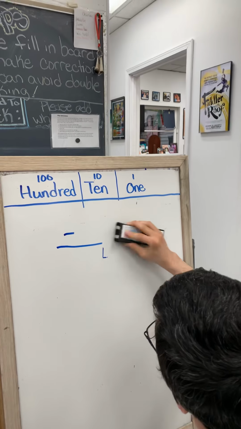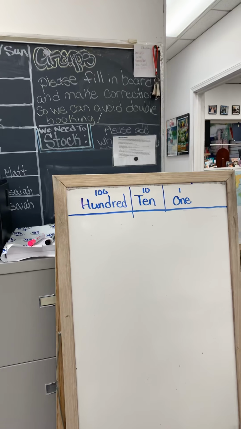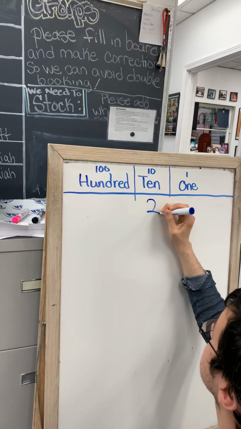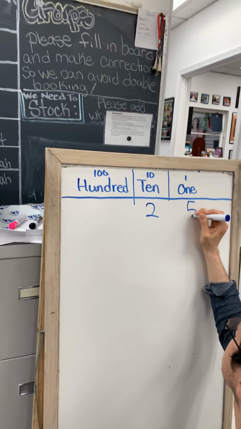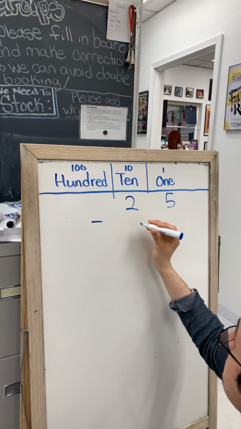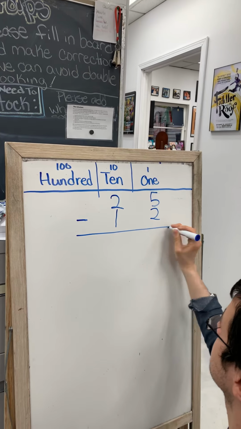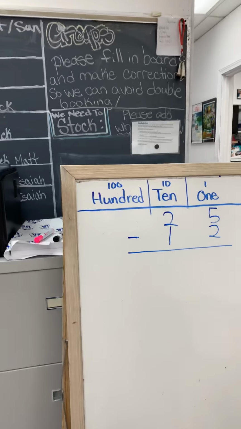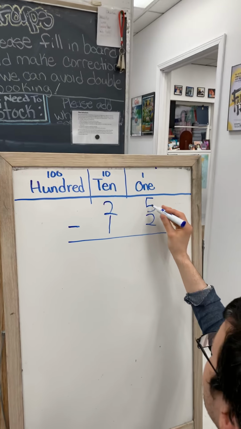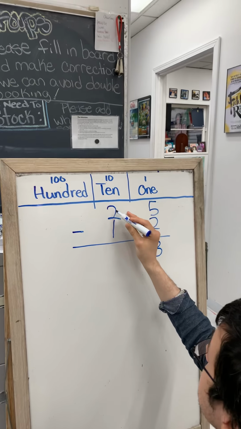You can just quickly erase. There you go. The next number I would like you to write is 25, minus 12. I like the way you lined up your ones. I like the way you lined up your tens. Start with the ones. 5, 4, 3. Good. Now your tens. 2, 1.